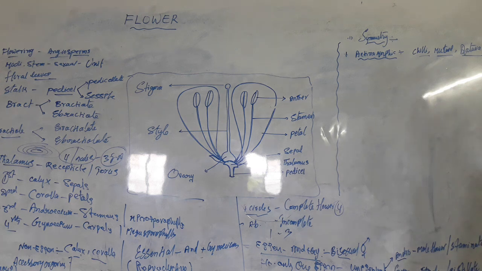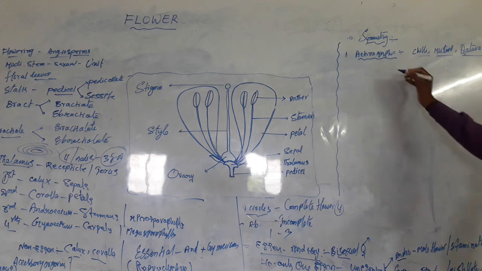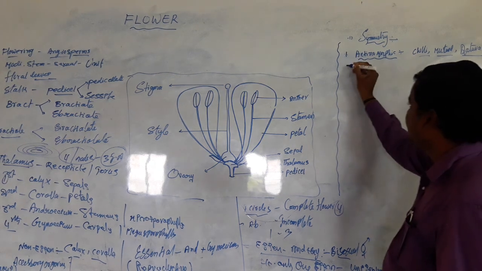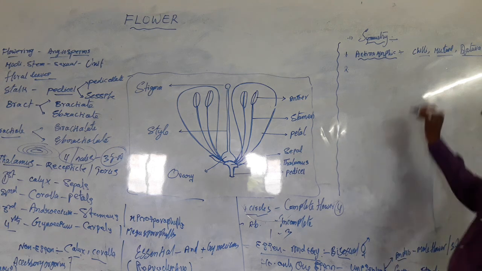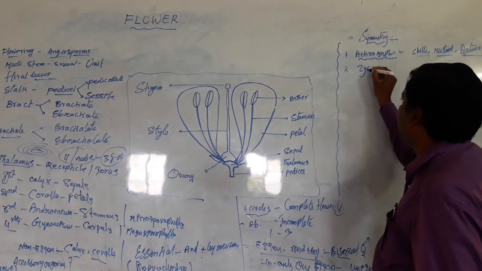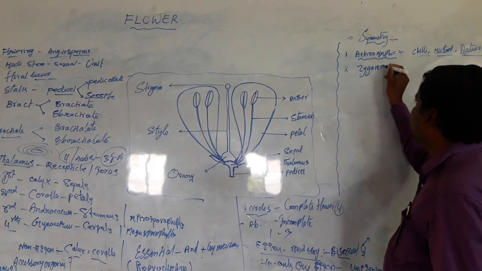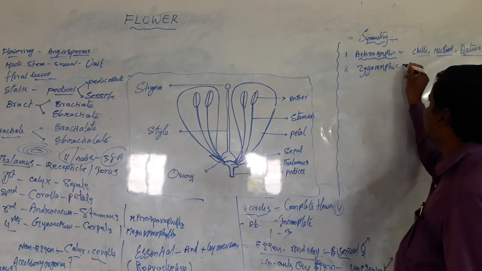Very, very important definition. Tell me, what is an actinomorphic flower? The flower which can be divided into two equal halves in any direction passing through the thalamus is considered an actinomorphic flower. Now coming to the second one, this is the zygomorphic flower. Zygomorphic flower, very, very important.